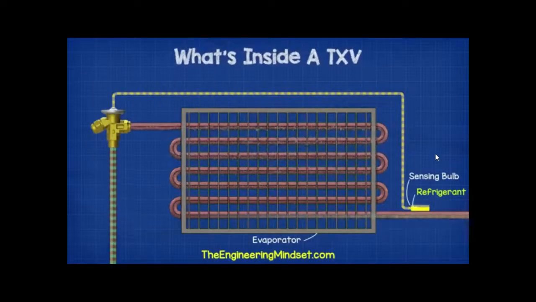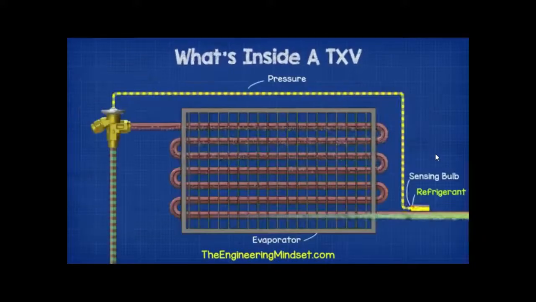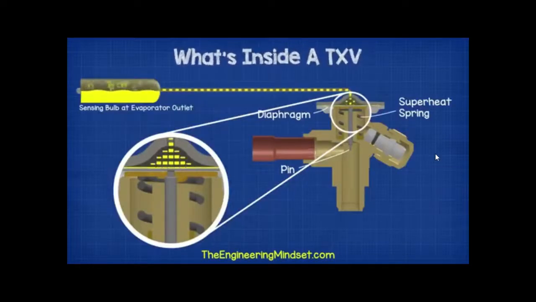The sensing bulb sits at the outlet of the evaporator. As the cooling load on the evaporator increases, the superheat increases at the evaporator outlet. Because the sensing bulb is in direct contact with the pipe at the evaporator outlet, the thermal energy transfers and causes the refrigerant inside the sensing bulb to expand and boil. Because the sensing bulb, capillary tube and the chamber are all hollow and are a sealed system, as the refrigerant expands and boils, it causes the pressure inside to increase. This pressure travels along the capillary tube and makes its way to the chamber above the diaphragm. As the pressure increases, it pushes down on the diaphragm and this pushes down on the pin.